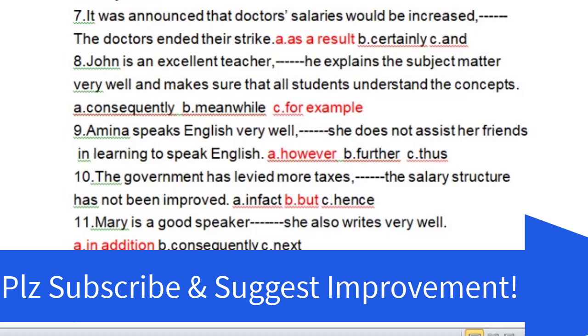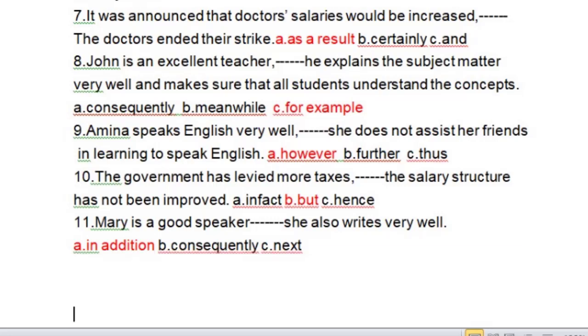Question number 10. The government has levied more taxes. Blank. The salary structure has not been improved. Where there is a difference, the first part does not coordinate the second. Both are not same. We use but there. So B option but is correct.